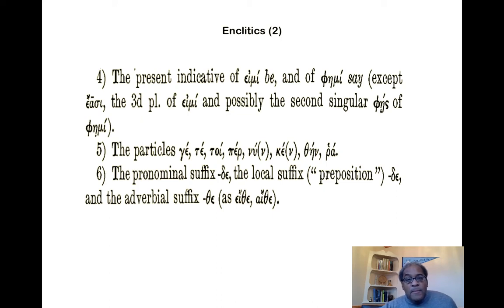Then you have these particles that are enclitics: ge, te, toi, per, nun, ka, tan, ra. And we'll see those and deal with them as we actually see them in Homer. And then you have this pronominal suffix, de and te, which occur here and there, which are also enclitics. Okay? So the last you see, ei te, ai te, those are used to introduce wishes contrary to fact. Oh, I wish that I won the lottery tomorrow. Okay?